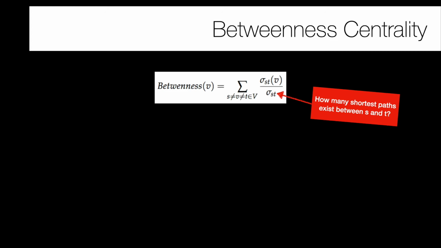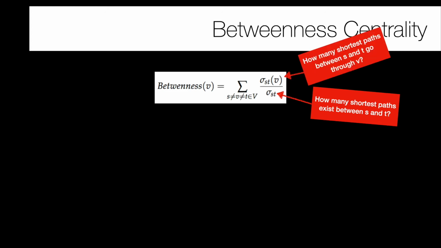So how many shortest paths are there in the graph? And remember, we talked about last week that we can have multiple shortest paths. As long as they have the same path length, they can be the shortest path. And of those shortest paths, how many of them go through node V, sigma STV in the numerator? If there's only one shortest path and it goes through V, then this ratio is 1, but you can have multiple shortest paths, only one of which goes through V, so we can have a lower ratio here as well.